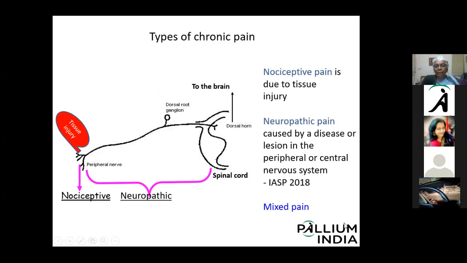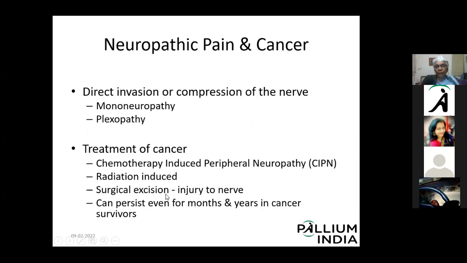So if you look at the pain pathway, this is the tissue injury that is occurring at the periphery, and this is what causes the nociceptive pain. Anything beyond this, the peripheral nerve, the spinal cord or the brain, comes under neuropathic pain. So the definition of neuropathic pain is that it is caused by a disease or a lesion in the peripheral or the central nervous system. Sometimes the pain can be mixed. It can have both a nociceptive as well as a neuropathic component.